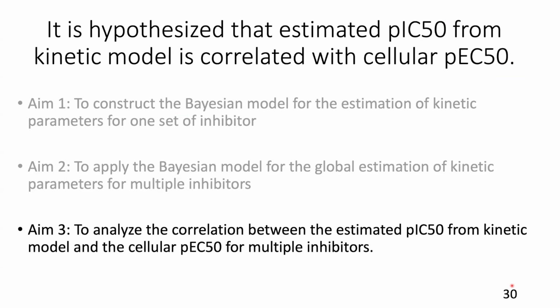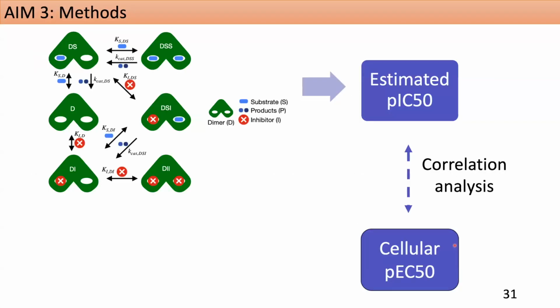After being able to fit the data from multiple inhibitors, we wanted to see whether our hypothesis was correct, that we would be able to look at the correlation between the predicted PIC50 and the cellular PEC50s. And just as a reminder, we only looked at the dimer in the model. We would simulate a curve based on that, determine the PIC50 of that curve, and then we looked to see how it would correlate with the cellular PEC50s.